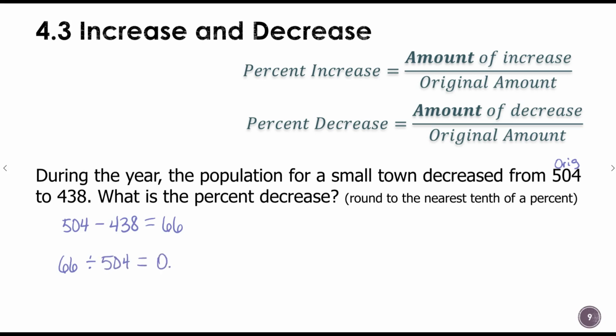And that would be 0.13095. And we're going to round that to the nearest tenth of a percent. And in this case, that would be 13 point. Notice this is where we're going to look at what number goes after the decimal. The nearest tenth of a percent would be 13.1%.